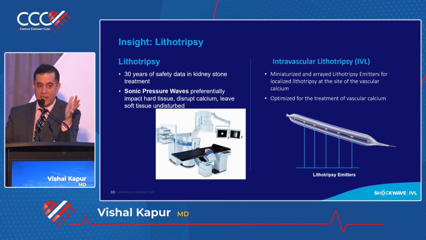So the calcium cracks up, the vessel becomes more elastic and pliable, and now you can expand it to get a better luminal gain, as well as try to put a stent in. Remember, with all the calcified lesions, the problem which we'll keep talking about is that calcium is your enemy because you cannot expand your vessel. You cannot get that luminal gain.